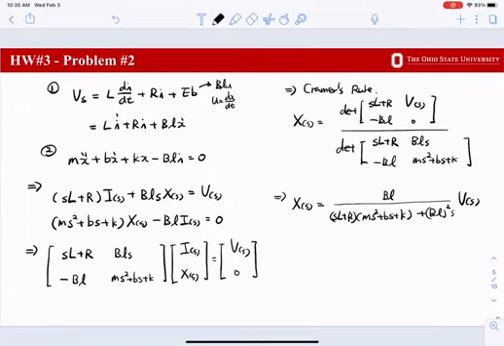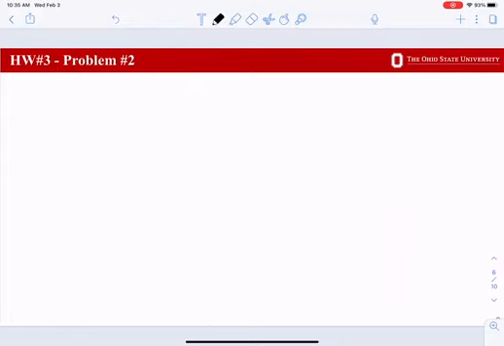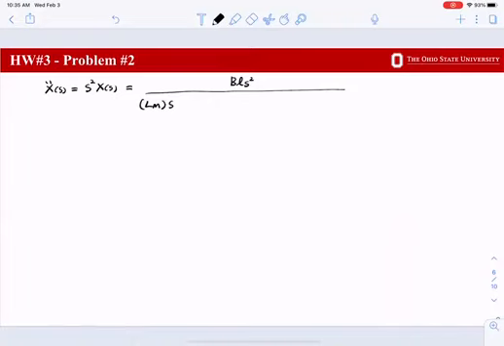So from here, finally what we want to get is x double dot, the acceleration. This acceleration is s squared times X, right? So that means this is BL s squared over Lm s cubed plus (bL plus Rm) s squared plus (bR plus kL plus BL squared) s plus kR, times Vs.